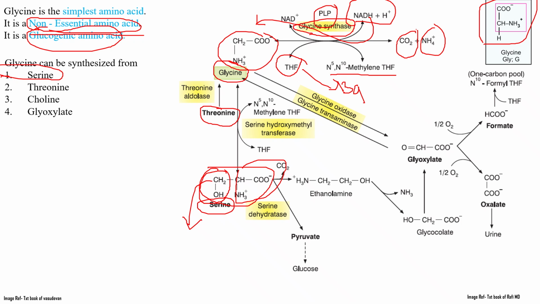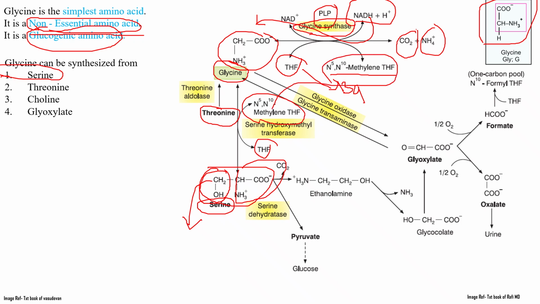So what do I have to do? I have to remove it. If I am removing this, someone should take it up, and it is taken up by the one-carbon acceptor. Here, tetrahydrofolic acid is acting as the acceptor and forms N5,N10-methylene tetrahydrofolic acid. You can see it here.